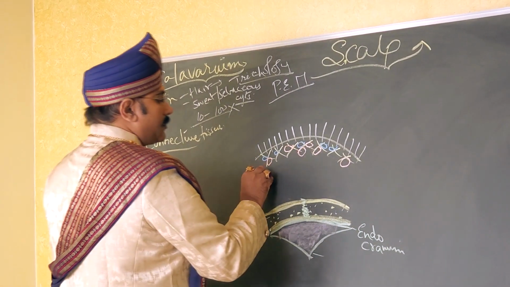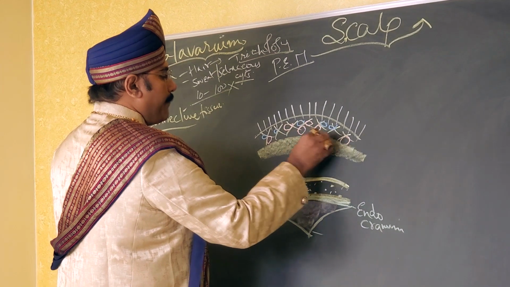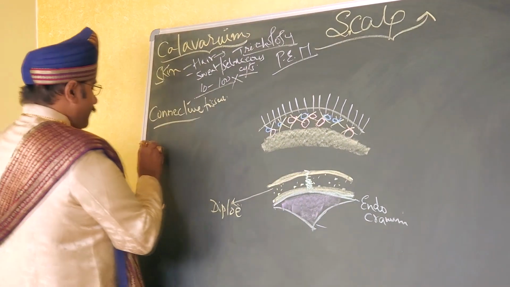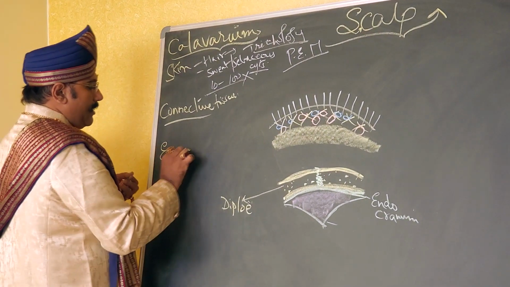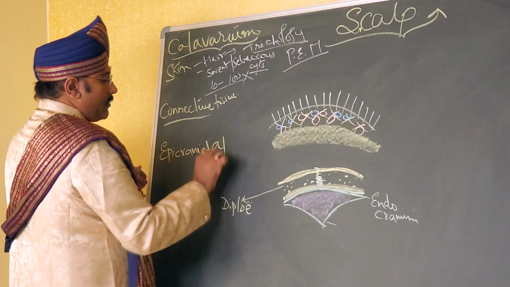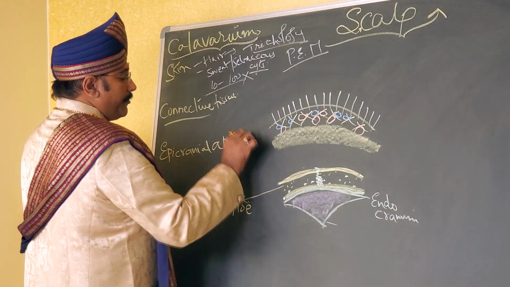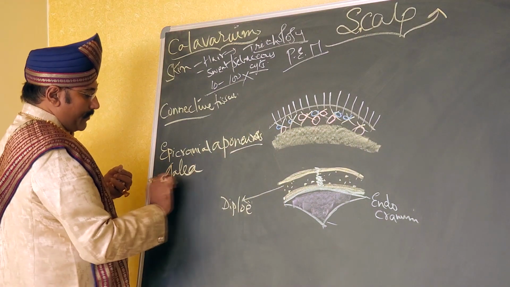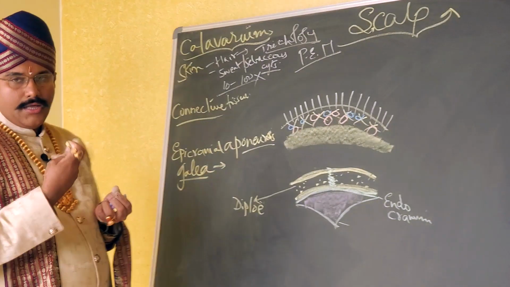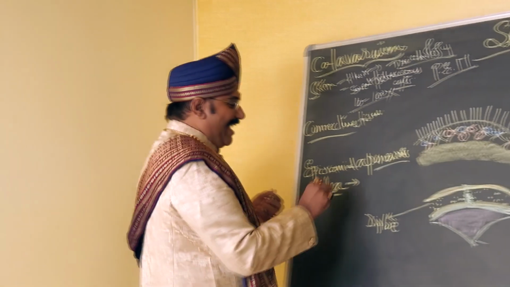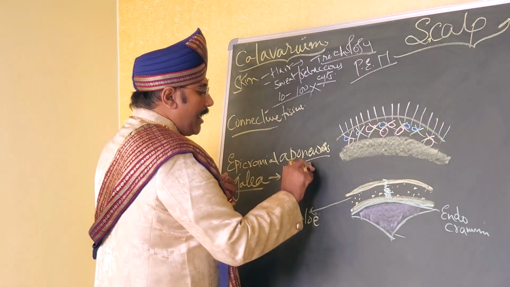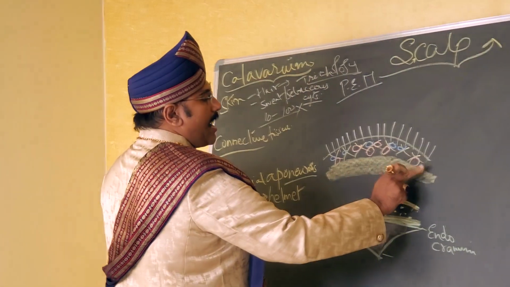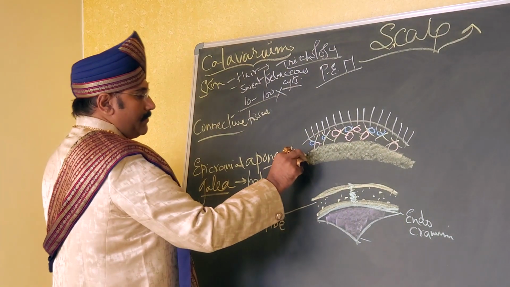Then you have the third layer, which is called the epicranial aponeurosis. This is the epicranial aponeurosis, or it is also called galea aponeurotica. Now, what do you mean by galea in Latin? Galea in Latin means helmet. Now, if you see, I have made it very thick, the galea aponeurotica.